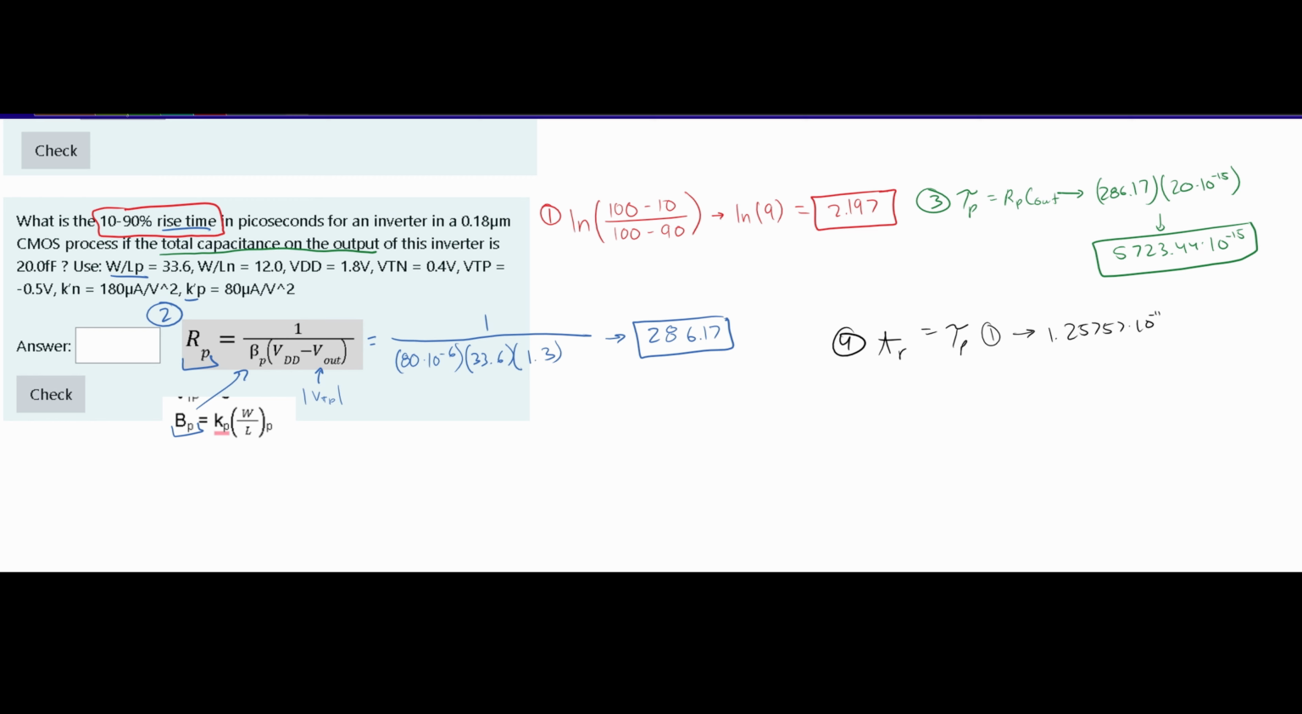If we want this in picoseconds, we're going to multiply this by 1 pico over 10 to the negative 12. And in doing this, we get an answer of 12.5757. So our answer for this problem using these variables is 12.5757. So that's how we would go about solving for this problem.